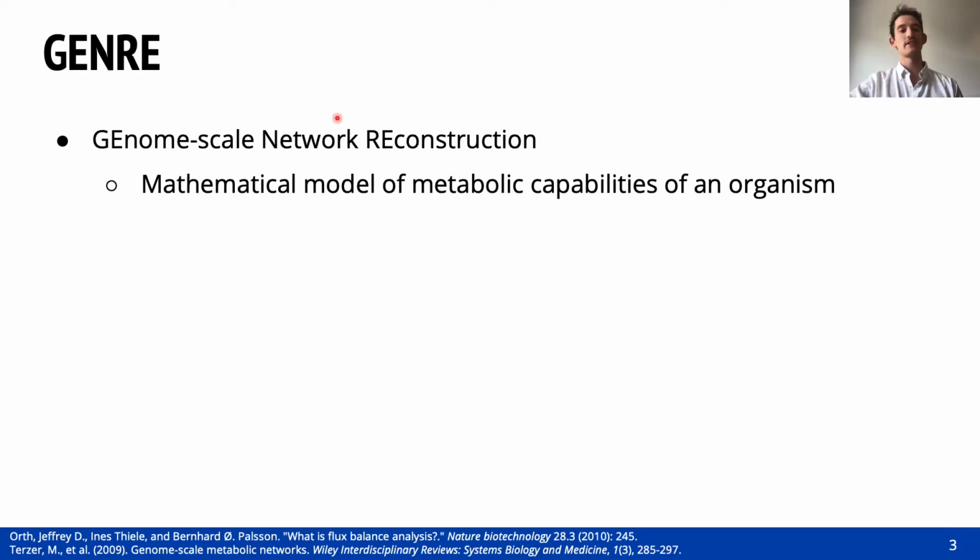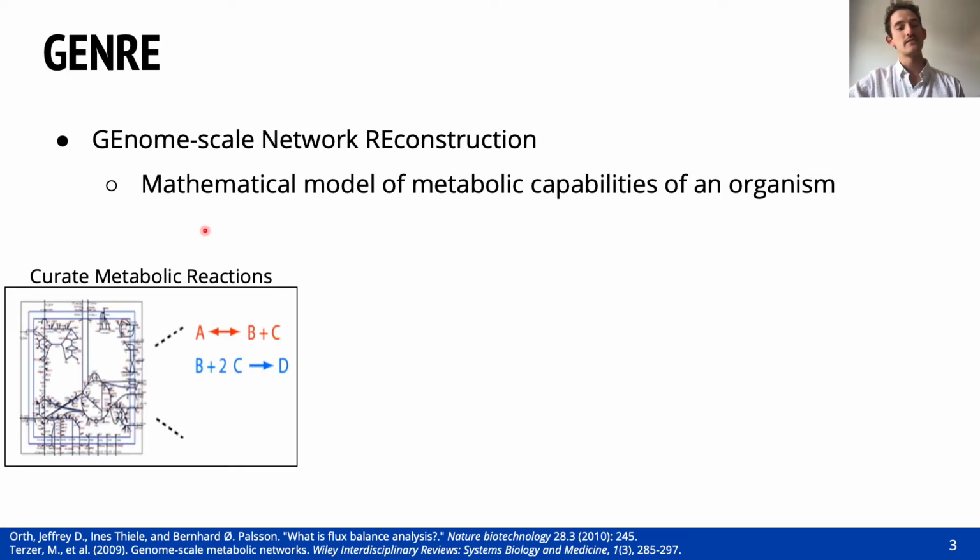So now, to help us understand the metabolism of Pseudomonas aeruginosa, we produced what we call a GENRE, which stands for a genome-scale network reconstruction. This is basically a mathematical model of the metabolic capabilities of an organism. Quickly, the way we construct these is we start at the genome, and from the genome you look at the genes it has, the proteins those code for, and then the reactions those proteins facilitate. So here we have some example stoichiometry.